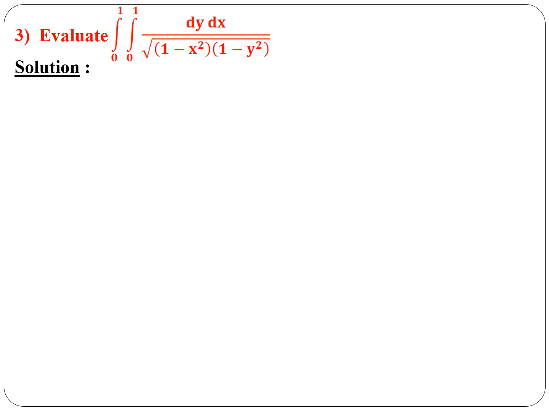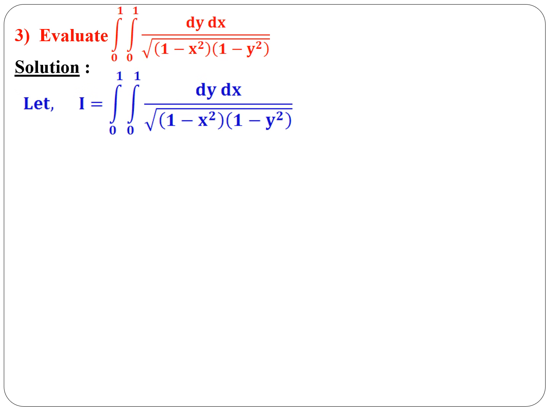Now the order is given as dy dx. In this particular question both limits are the same, so either one can be for x and the other can be for y. But if the limits are different, then the internal limits will be for x and the external limits will be for y.